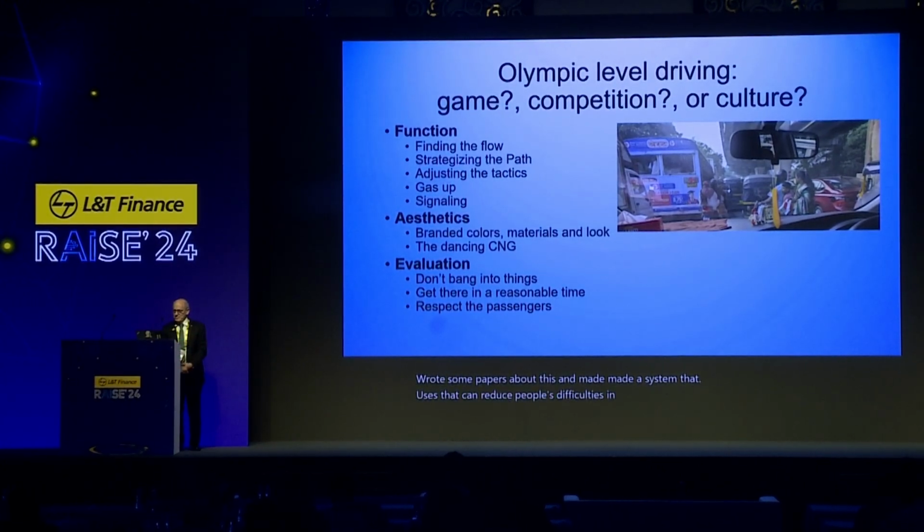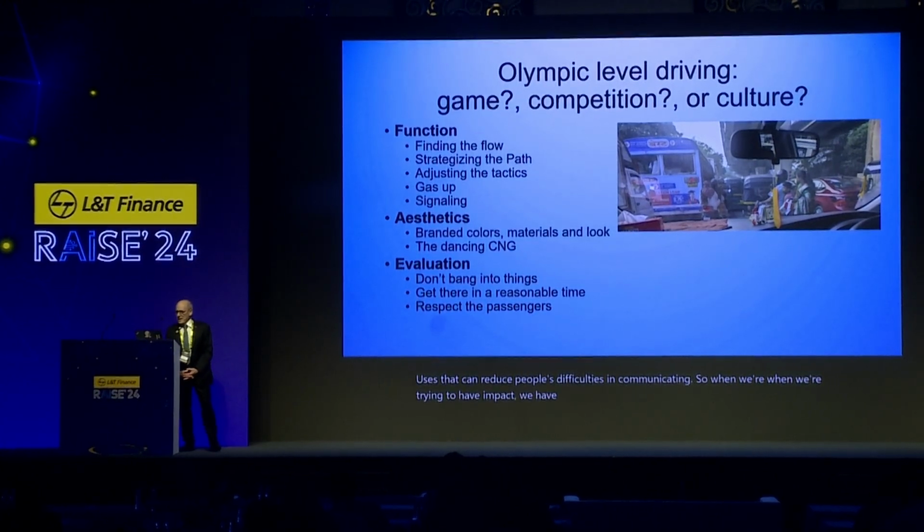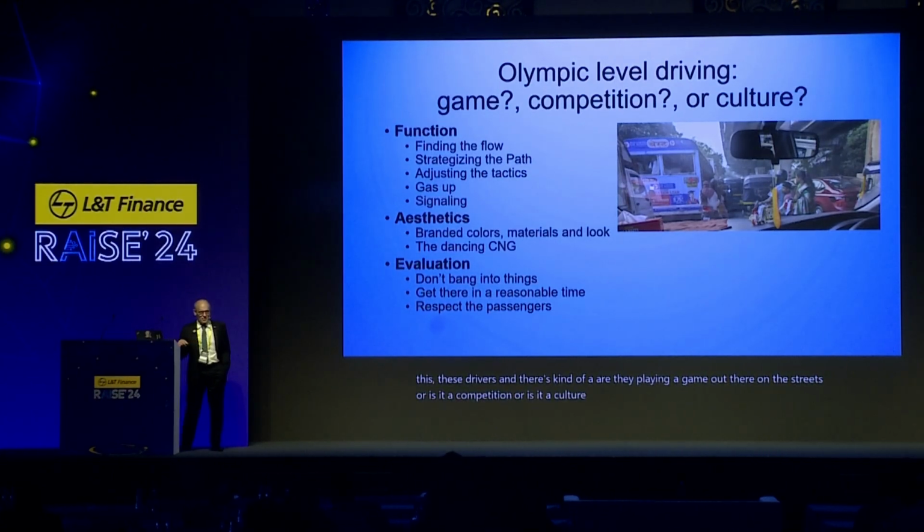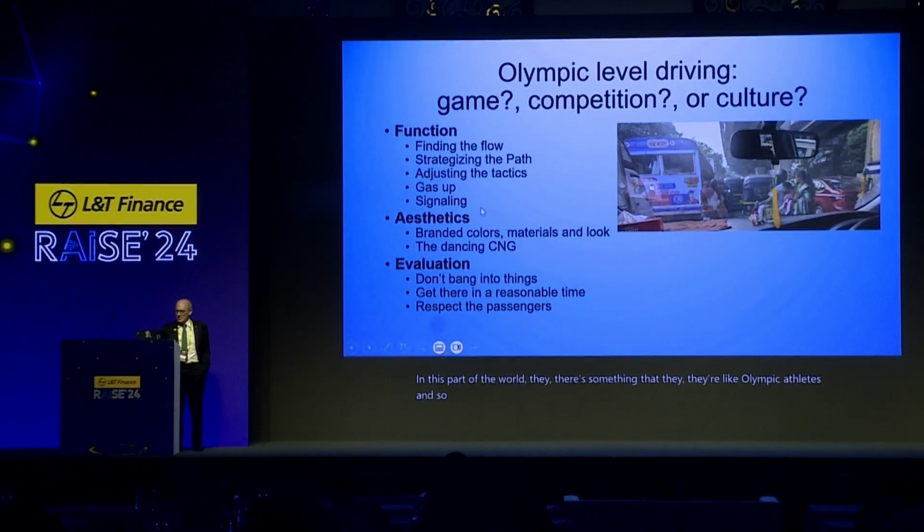So when we're trying to have impact, we have to understand that everything we do has to have function, aesthetics, and evaluation. Function is how it works, and in this case, we've got these drivers, and there's kind of, are they playing a game out there on the street, or is it a competition, or is it a culture? Actually, these drivers in this part of the world, they're like Olympic athletes, and so they're finding the flow, and they're finding a path, adjusting their tactics, getting ready with gassing up when they have a chance, and signaling, well, they're honking their horn all the time.